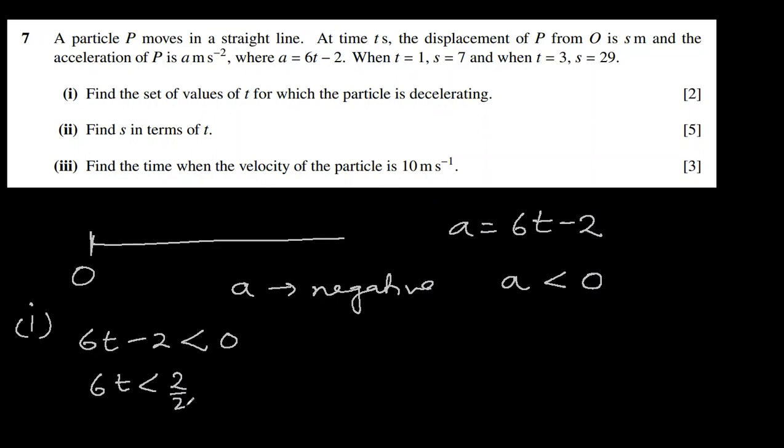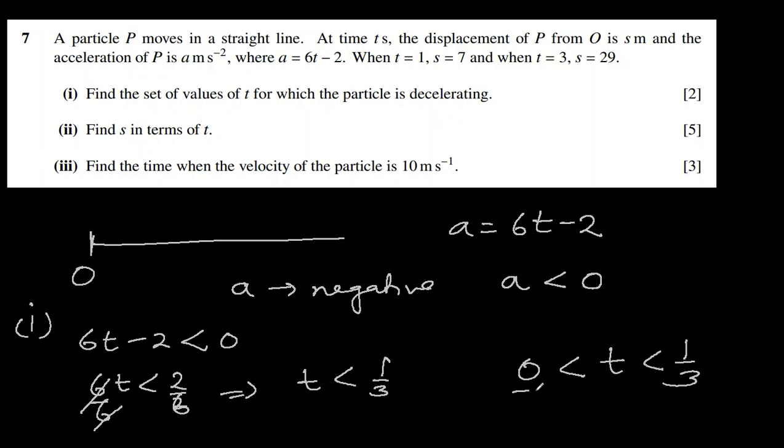So divide both sides by 6. That gives us t is less than 1/3. But we can't have a time less than 0. No negative time is possible. So our final answer will be 0 < t < 1/3. Time is between 0 and 1/3 when the particle is decelerating.